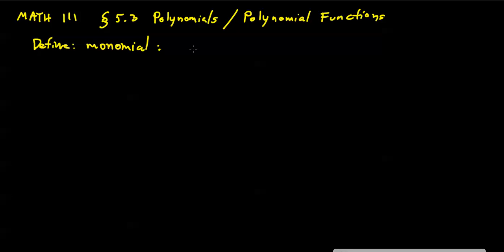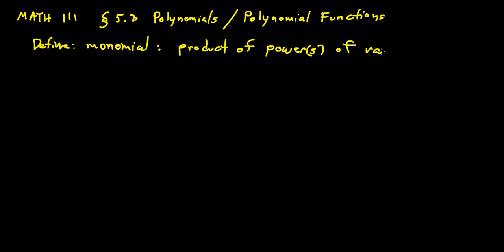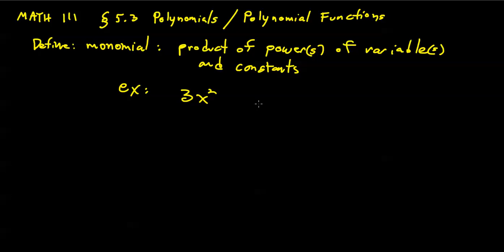A monomial is a product of powers, and there could be more than one, of variables, and we could have more than one, and coefficients or constants. Example: 3x squared is a monomial. It is a product of powers of variables and a constant. This monomial is of degree 2.